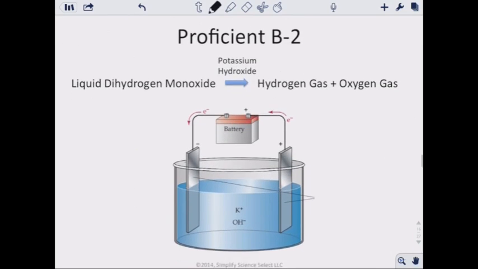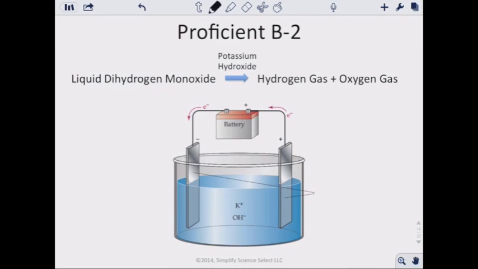So, jumping into our next question. We're looking at this, it kind of gives us an outline of it. It says liquid dihydrogen monoxide, potassium hydroxide above the arrow, then we have hydrogen gas and oxygen gas. So an easy way for us is we should look at this and go, hey, that kind of looks familiar. Yeah, it's the example that we did before.